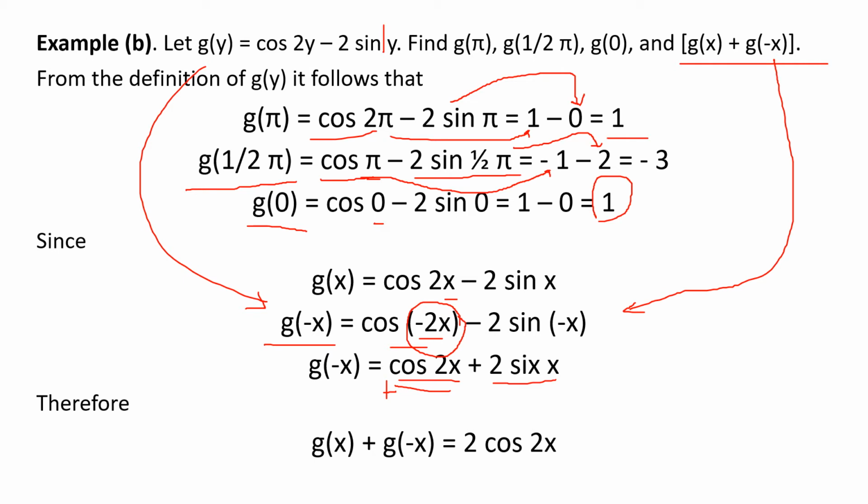That's why it's positive cosine 2x here. So here, this is a negative value multiplied by a negative value. That's why it's positive 2 sine x. I hope that is clear for us.